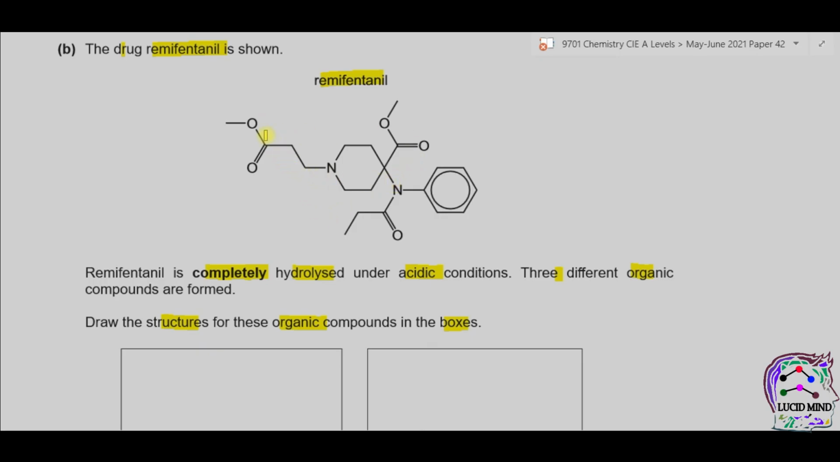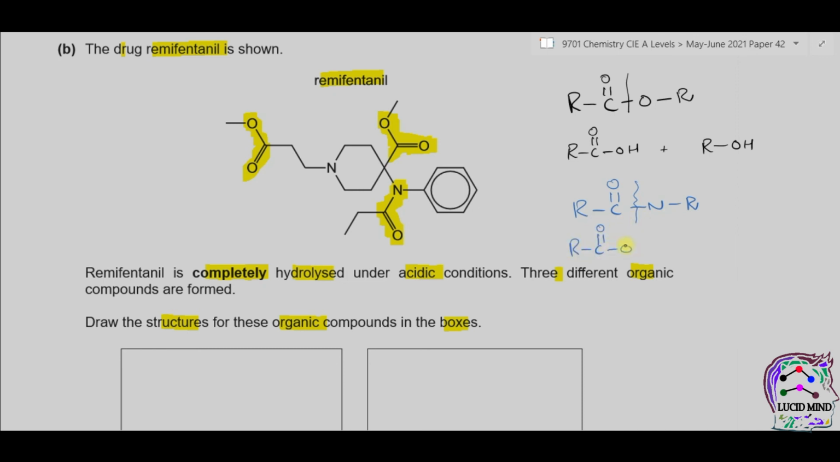Let's first find the functional groups or linkages present. We have this ester linkage. This one is also an ester linkage, RC double bond OR. This one is an amide linkage, RC double bond ON. For an ester linkage, when it is completely hydrolyzed it forms carboxylic acid and alcohol. The carbonyl part forms carboxylic acid while the oxygen part forms alcohol. For an amide, we have RC double bond ON. This bond breaks and this converts into carboxylic acid and this one converts into amine. So the carbonyl carbon becomes carboxylic acid and the second part becomes amine.